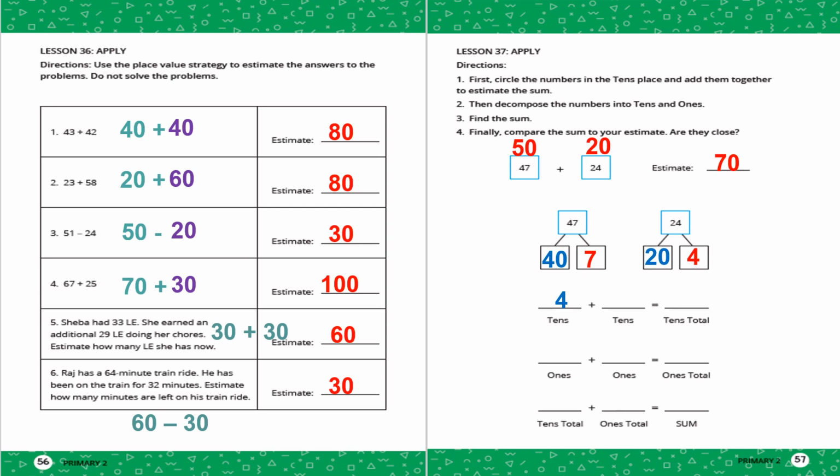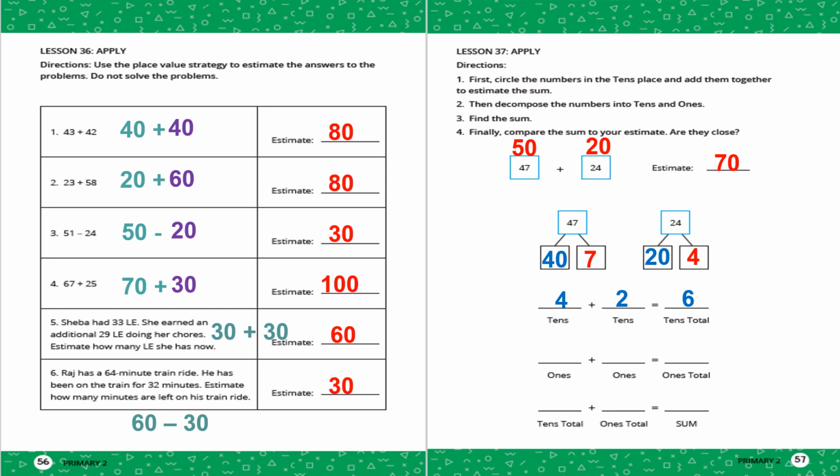In 24, how many tens do we have? 20 tens? No, we must cancel zeros. So we have 2 tens. Let's add tens together. 4 plus 2. After 4, 5, 6. The total of tens is 6 tens.